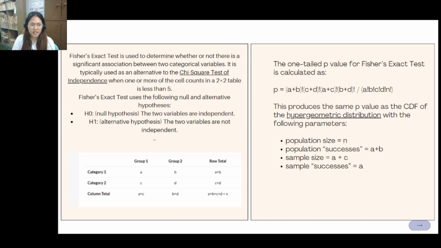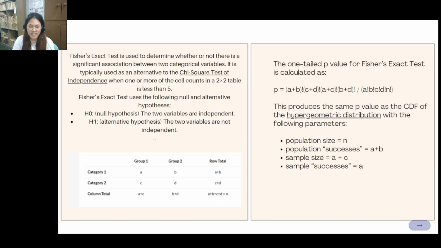Okay. Fisher's exact test is used to determine whether or not there is a significant association between two categorical variables. It is typically used as an alternative to the chi-square test of independence when one or more of the cell counts in a 2 by 2 table is less than 5.